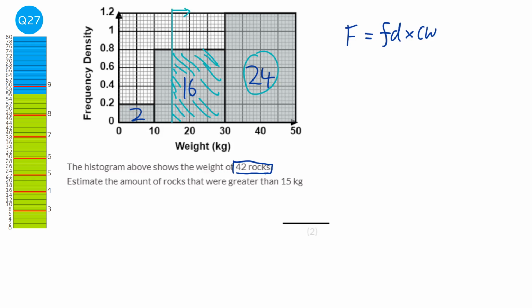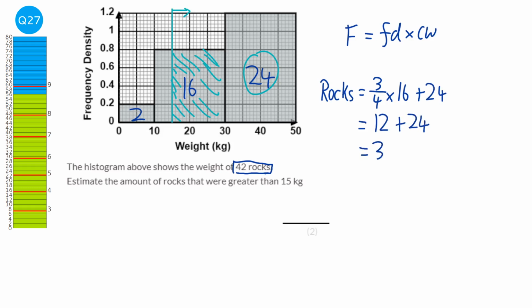So the amount of rocks we're looking for is going to be 3/4 of the 16 plus the 24. So the 3/4 of the 16 will be 12 plus the 24, which will be 36.